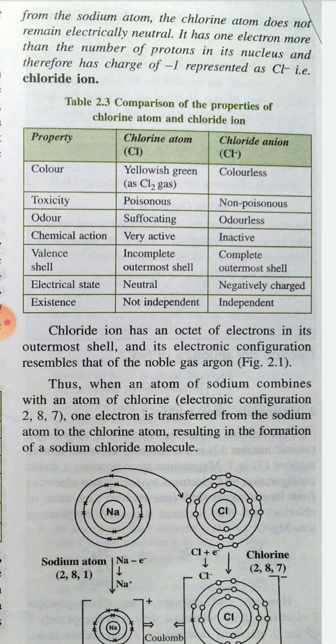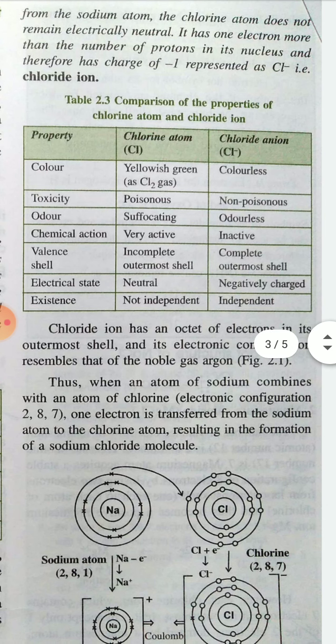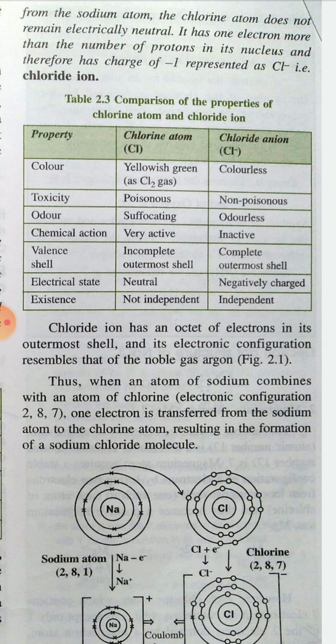Valence shell: the chlorine atom has an incomplete outermost shell, that is, there are 7 electrons in the valence shell. It will be complete when the number of electrons becomes 8. The chloride ion has a complete outermost shell. Electrical state: the chlorine atom is electrically neutral, no charge there. The chloride ion is negatively charged. Existence: the chlorine atom does not exist independently, but the chloride anion exists independently.